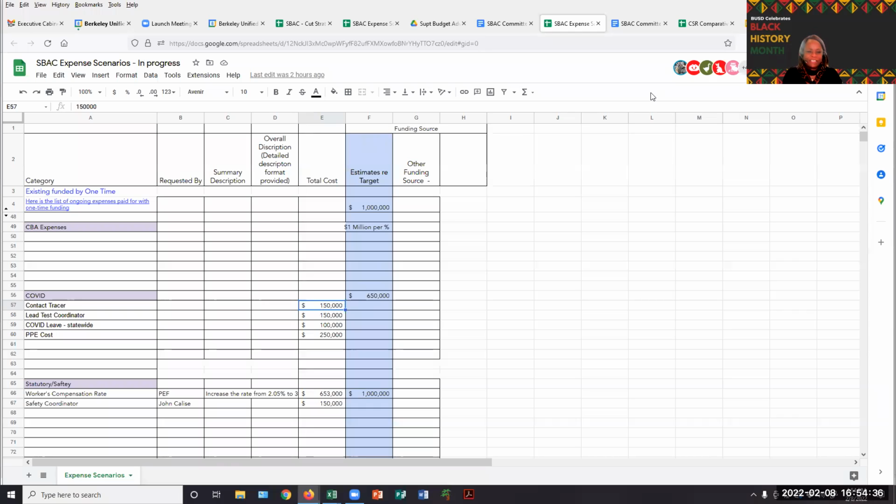That's it. So COVID, of course, is a great unknown. This may be a bit too conservative at this point, but we are budgeting for our COVID contact tracer, our lead coordinator. The COVID leave, if that still continues, there's a cost to the district for offering COVID leave, as well as our PPE cost. We're not aware of a funding source that will cover these expenses. We were fortunate to get a lot of COVID funding that was one time, and that's pretty much exhausted. So we have to set aside some funding for COVID. We have no idea at this time if this is adequate.